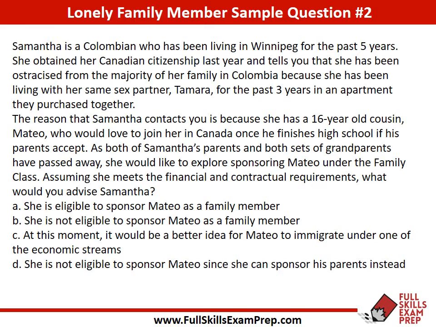So this is the scenario of Samantha. Now Samantha is a Colombian who's been living in Winnipeg for the past 5 years. She obtained her Canadian citizenship last year and tells you that she's been ostracized from the majority of her family in Colombia because she's been living with her same-sex partner, Tamara, for the past 3 years in an apartment they purchased together. The reason that Samantha contacts you is because she has a 16-year-old cousin, Mateo, who would love to join her in Canada once he finishes high school if his parents accept.